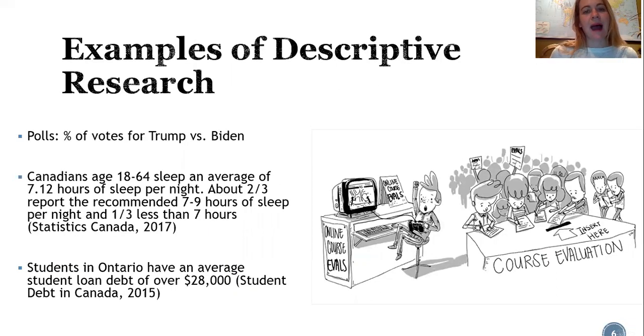But now let's take a step back, and what are some examples of descriptive research? Well, there are lots. Descriptive research is used all the time. So for example, polling data, looking at the percentage of people that vote for Trump or Biden, that's an example of descriptive research. Course evaluations, picture over here, that's an example of descriptive data. Data from Statistics Canada, that's descriptive, where we're looking at the average amount of sleep that Canadians get or the average amount of student debt.